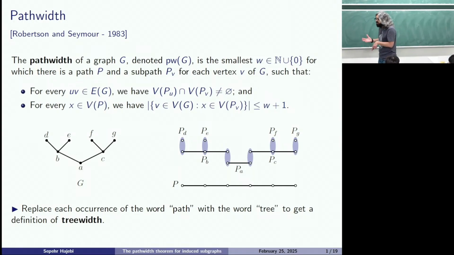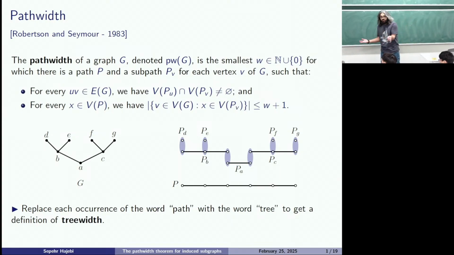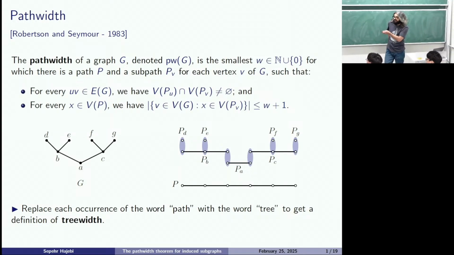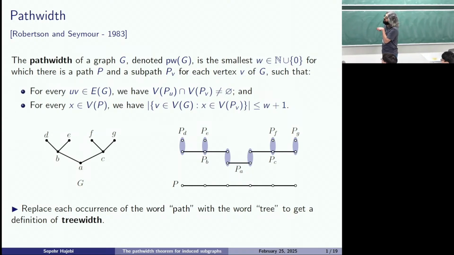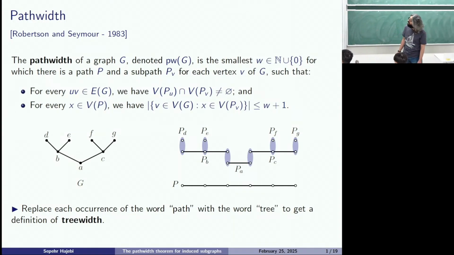And if you think about it for a moment, you have this set of objects, the subpaths, and you're declaring some of them to be in a relation. In this case, it's sharing a vertex. And that's just another graph. So the pathwidth of that graph is the best you can do. This is how pathwidth ends up being a graph parameter.